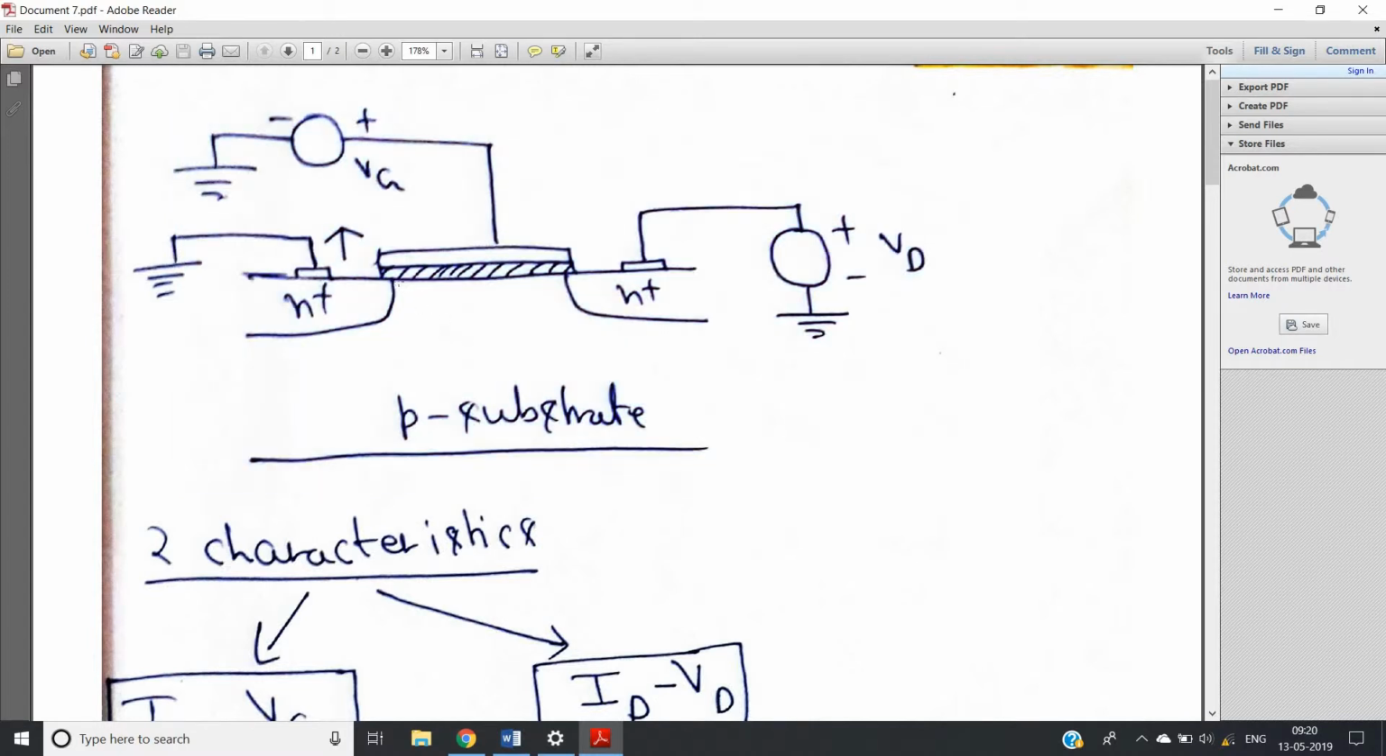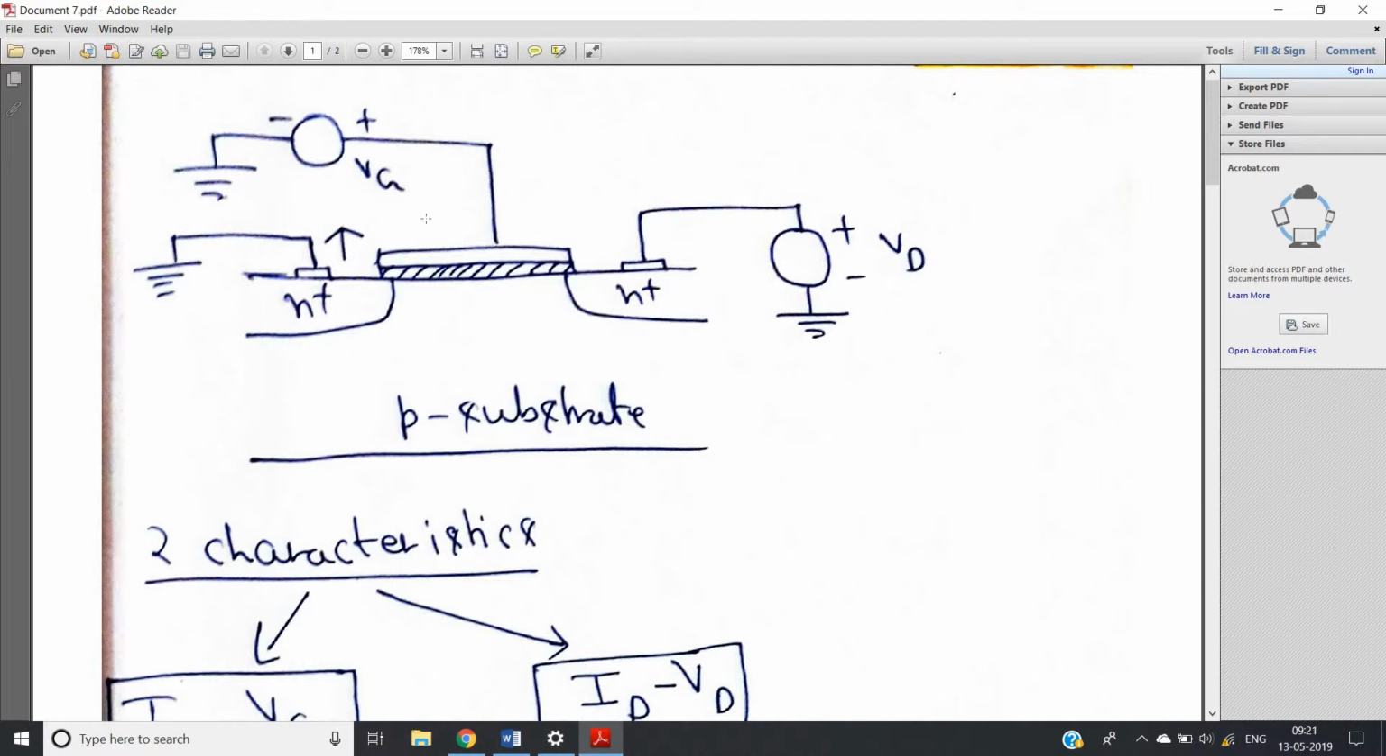We are considering NMOS. Why? Because free electrons form the channel between source and drain. Since electrons are negatively charged, this is called an N-channel MOSFET, or NMOS transistor, whatever you say.